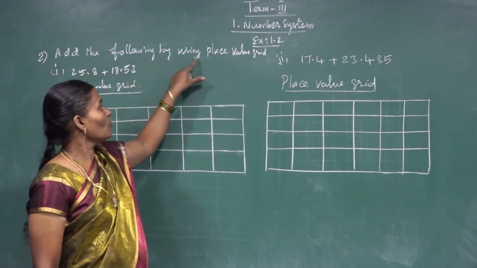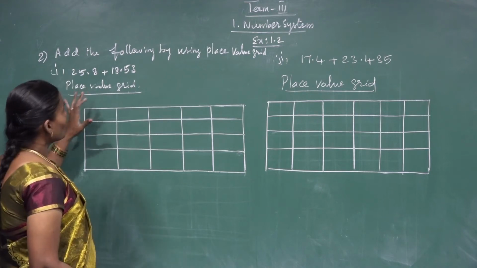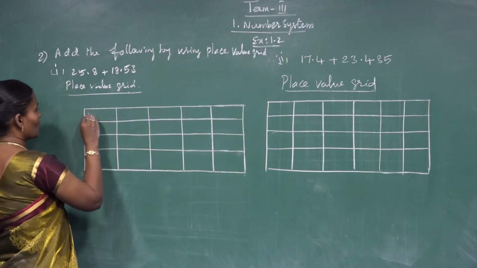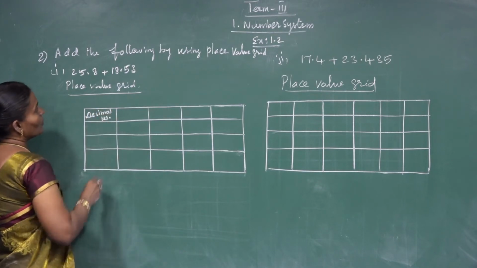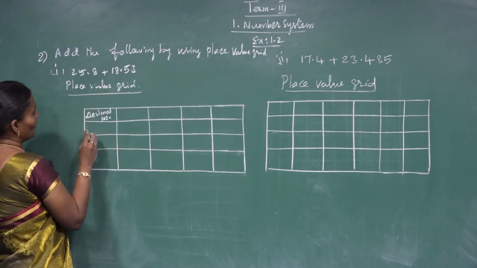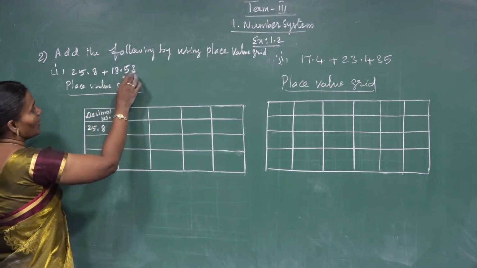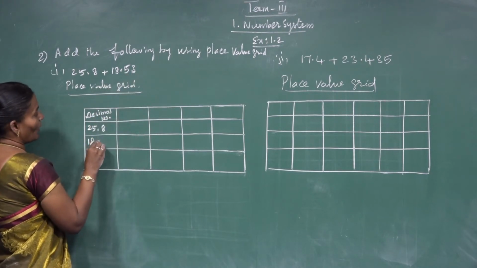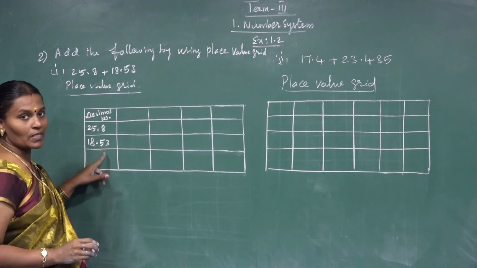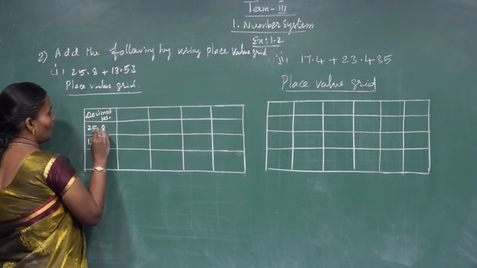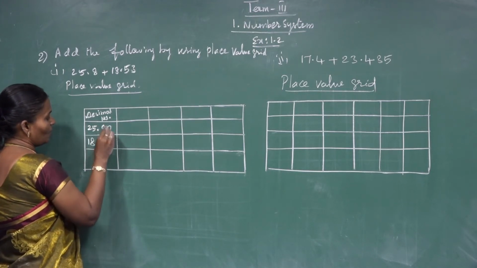Children, we see exercise 1.2, second sum. Add the following by using place value grid. In the first column you have to mention the decimal number. The first number is 25.8. The second number is 18.53. In the second number, 2 decimal places are there. So in the first number you have to add 0 in the 100th decimal place.